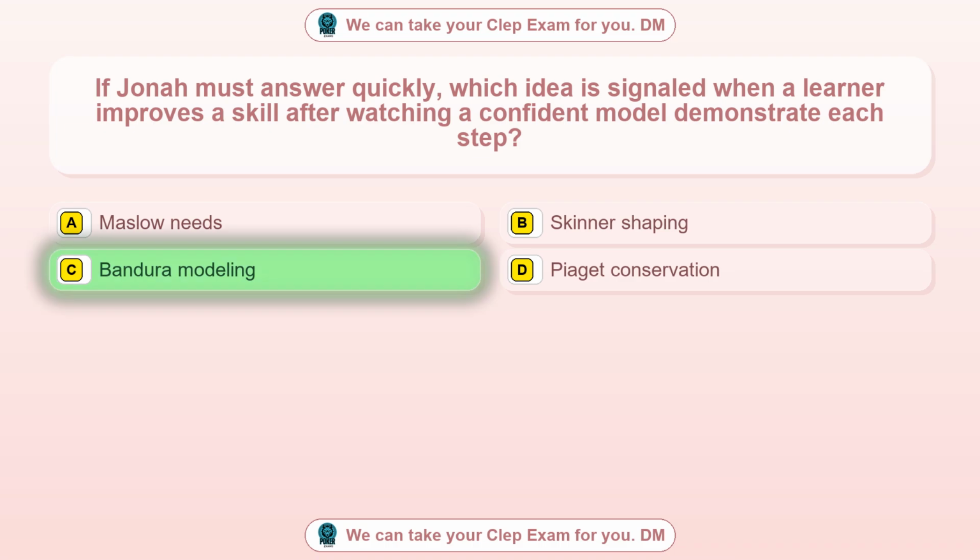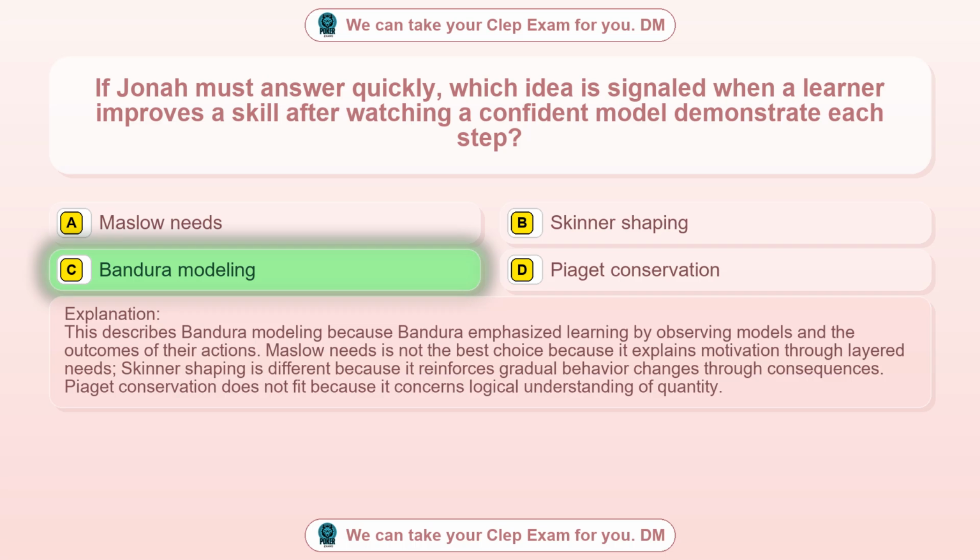Bandura modeling. This describes Bandura modeling because Bandura emphasized learning by observing models and the outcomes of their actions. Maslow needs is not the best choice because it explains motivation through layered needs. Skinner shaping is different because it reinforces gradual behavior changes through consequences. Piaget conservation does not fit because it concerns logical understanding of quantity.